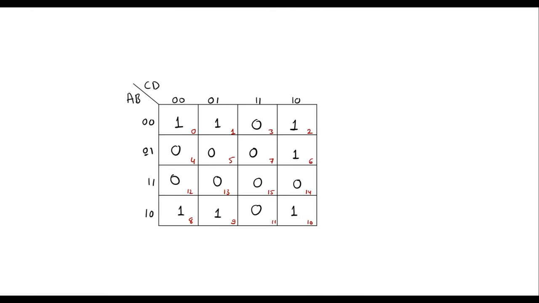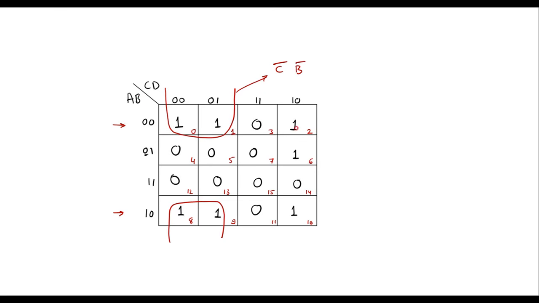Now let me simplify this by grouping the ones. Here we can observe that these two 1s and these two 1s together I make as a quad. Let me write the value for this. It covers these two columns. Here the common value is 0, which means it is C bar. It covers this row and this row, where the common value is 0, which is with respect to B, that is B bar.